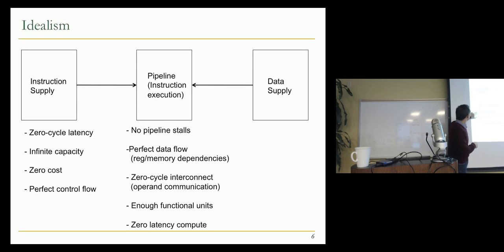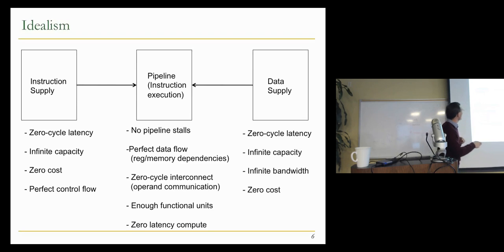then your pipeline is empty. You'd like infinite capacity, actually high enough capacity, to store all the programs, all the instructions that you need. You'd like to do that at zero cost. Actually, zero cost should be here too. And ideally, you would like to have perfect control flow in the instruction stream, right? This is where the pipeline and instruction stream interact when you change the control flow.